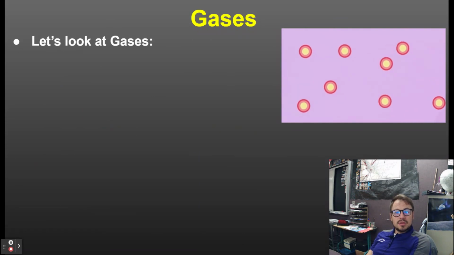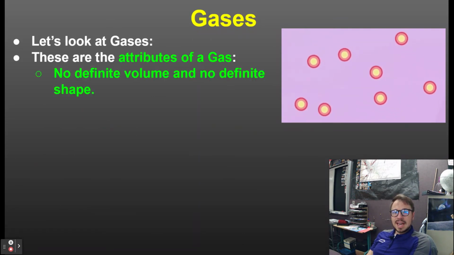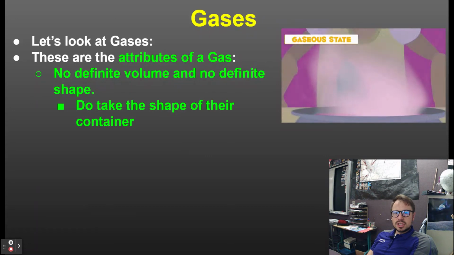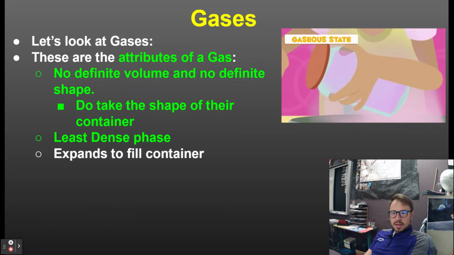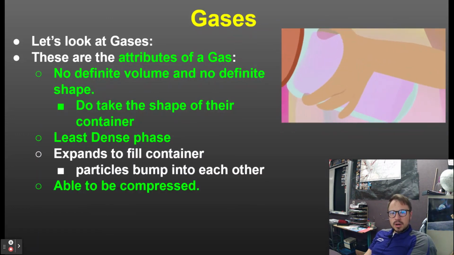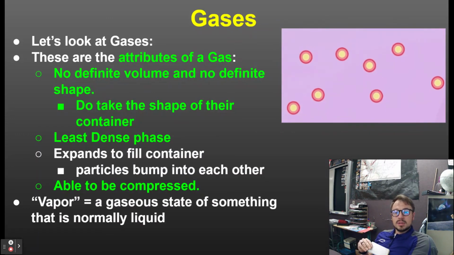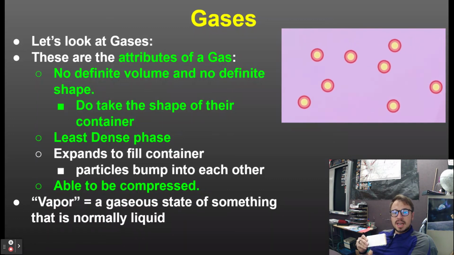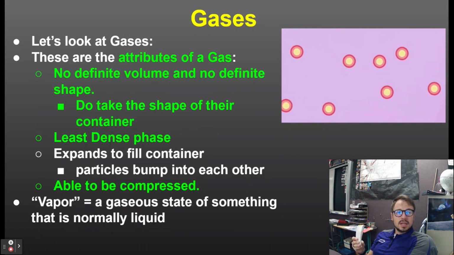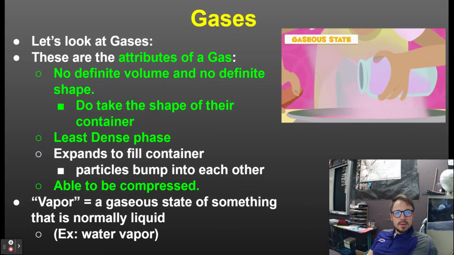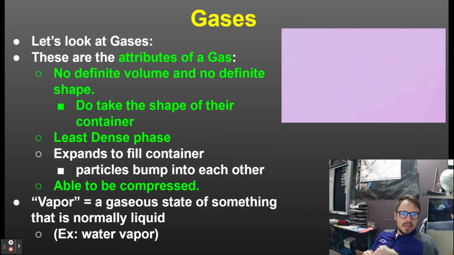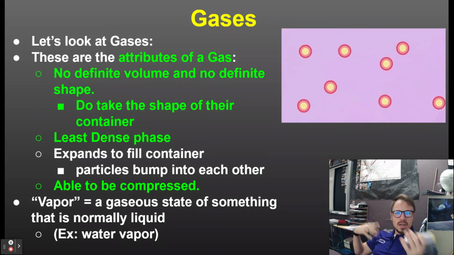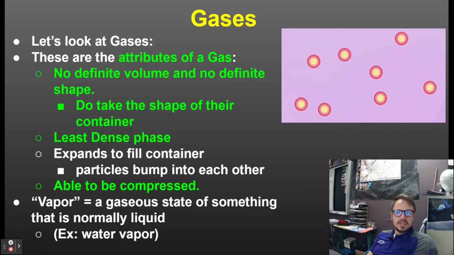Now gases, that third state of matter. These are the attributes of a gas: no definite volume and no definite shape. They do take the shape of their container, least dense phase. They will expand to fill a container. The particles are going to be bumping into each other, and they are able to be compressed. So vapor is a gaseous state of something that is normally liquid, like water vapor. So if you zoom in, you can see here that it does fill the container. It takes the shape of the container. And if you zoom in, those particles, it's the least dense phase. They're farther apart. They're bouncing off of each other.